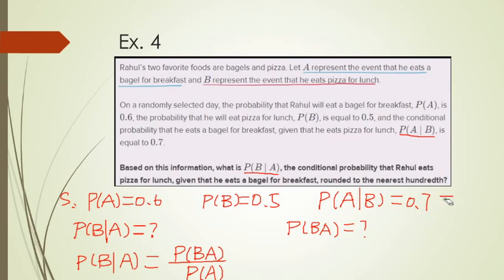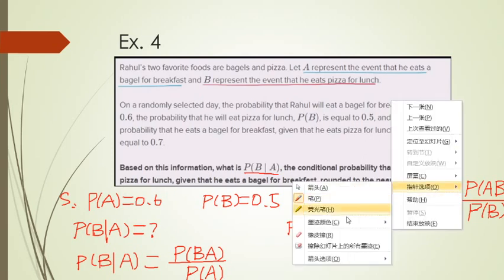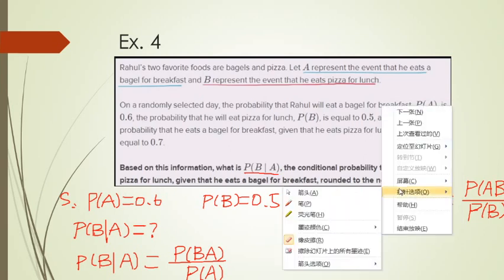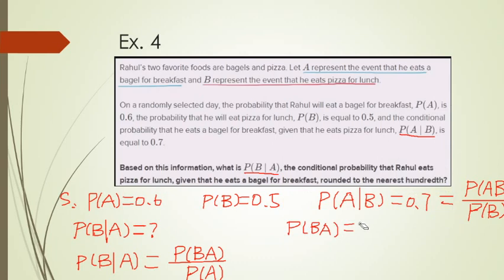So this conditional probability 0.7 is actually the probability of A and B over the probability of event B. Then from here we can check that, of course, the probability of B and A is the same as A and B. They are commutative.